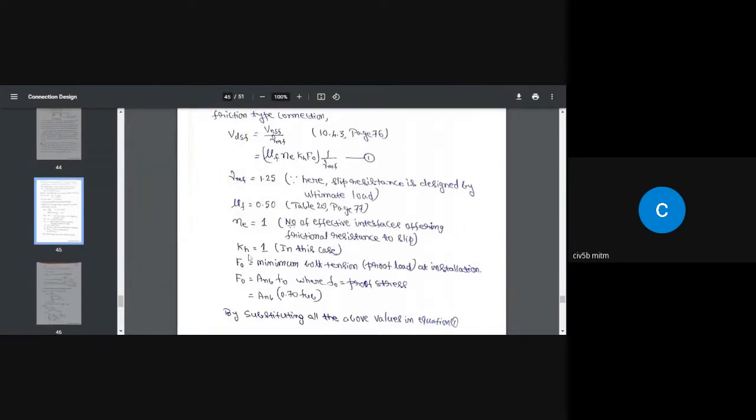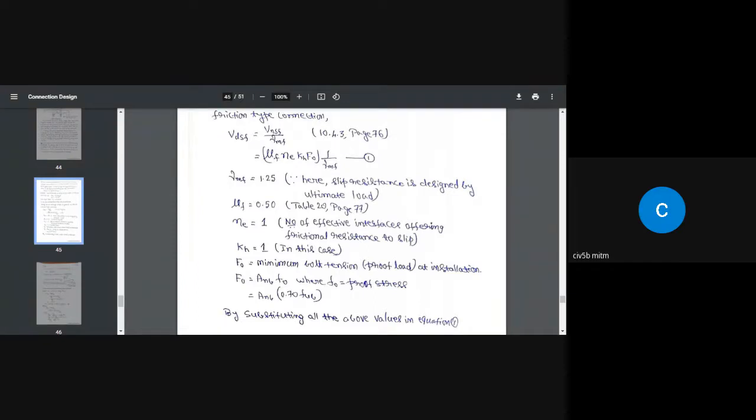Okay, then what is Kh? Kh equal to 1. If you go back to the code on page 76, it says Kh equal to 1.0 for fasteners in clearance holes, 0.85 for fasteners in oversized and short slotted holes, and 0.7 for fasteners in long slotted holes. On what basis did we take Kh equal to 1.0? If you go back to page number 73, table 19.